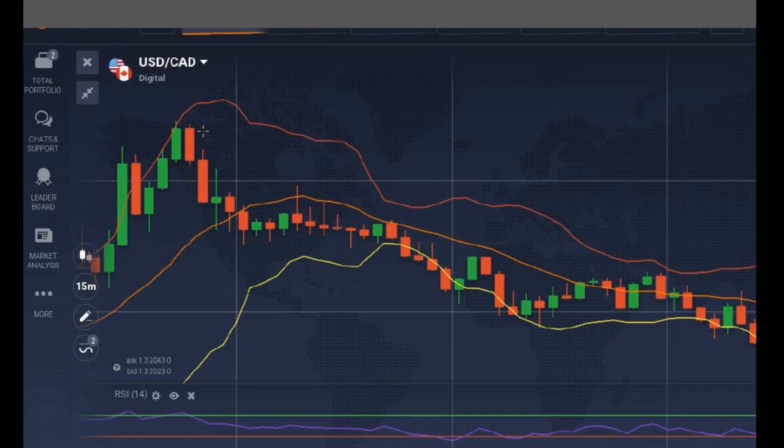I reiterate: always wait for a cutback to the upper body of the confirmation candle. Okay, so this is not a good setup. Although it won, this is not a good setup. You are going to lose with this setup.